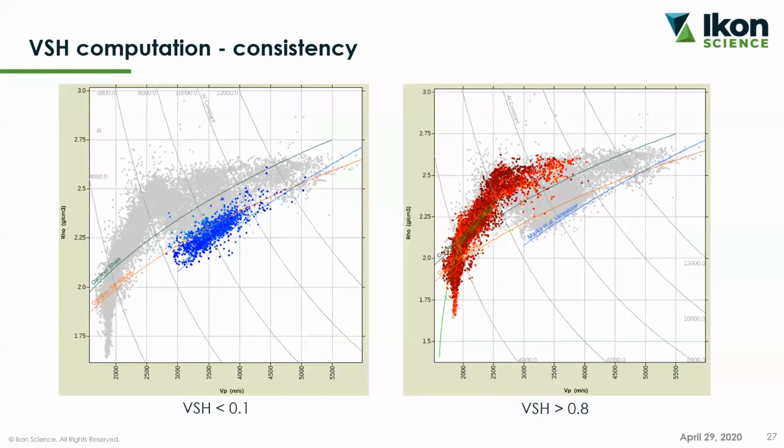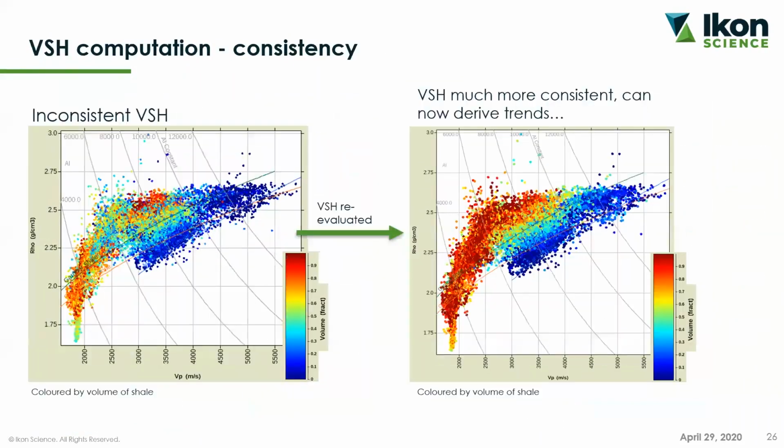So we can see here, if we then limit the volume of shale to be less than 10%, we can pull out a nice consistent sandstone trend, in this case, which is very close to the Gardner sandstone rock physics model default. And increasing the volume of shale to be 80% or over, we can see that that also pulls out a nice trend, which kind of matches with the friable shale model. That wouldn't have been possible if we were looking at that inconsistent volume of shale before.